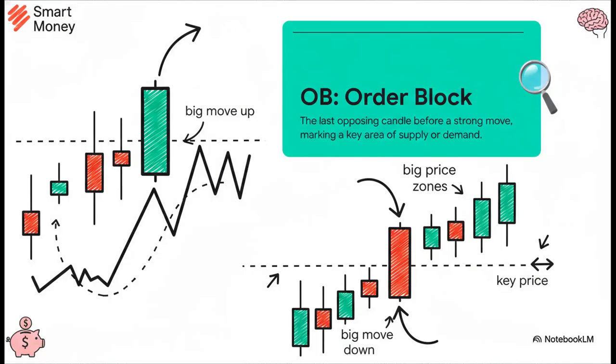All right, and the last one for our lingo lesson is OB, or order block. An order block is just a key price zone. It's that last down candle right before a huge bullish move, or the last up candle right before a massive drop. Traders who use SMC watch these zones like a hawk, because the theory is that institutions have huge piles of orders just sitting there waiting.